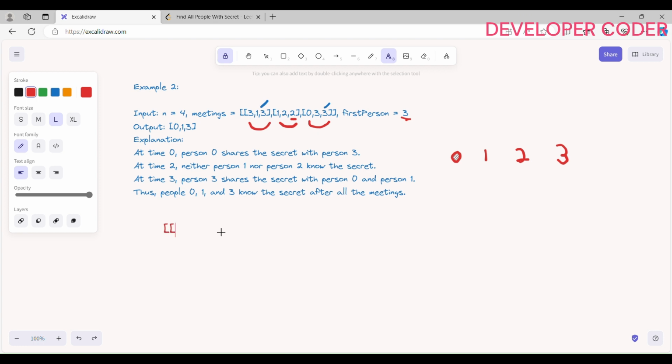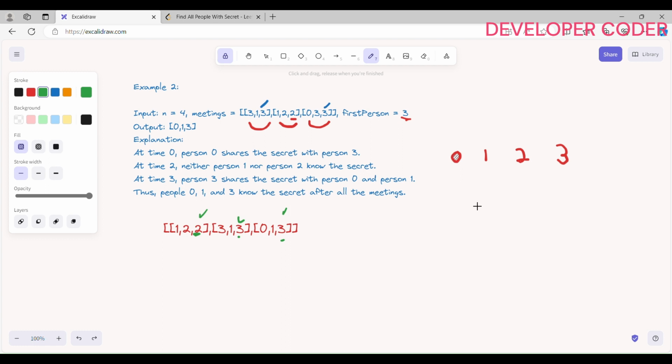After sorting, it is going to look like this: 1, 2, 2. Then, in any order, 3, 1, 3, and after that 0, 1, 3. So I have sorted this meetings array based on their start time, based on this time. First come the 2s, then come 3, then come 3.